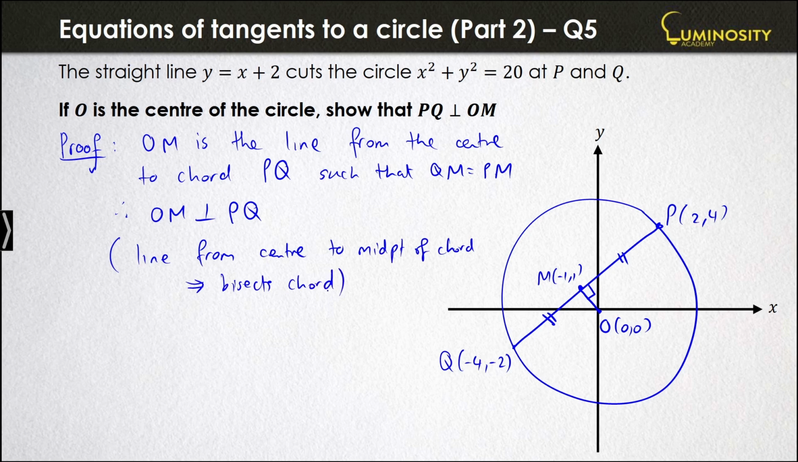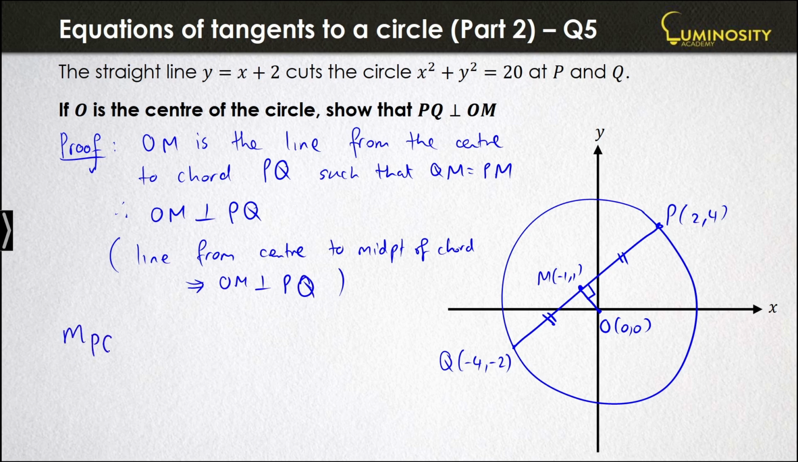Okay. Sorry, it doesn't bisect the chord. We've already said that it bisects the chord. That means it is perpendicular. So that means that the line is perpendicular. Okay, line from center to midpoint is a perpendicular line. That's the geometrical proof. What is the algebraic proof?